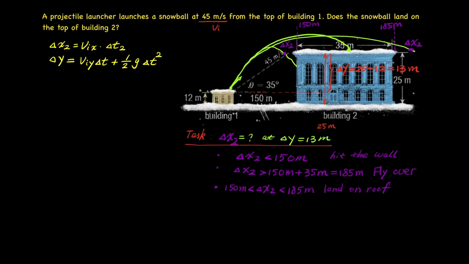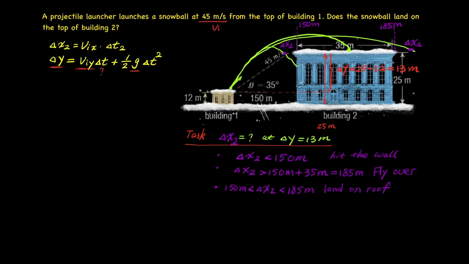Why do we use this formula? We are given that the delta y is 30 meters. We can easily solve for the vertical component of the initial velocity, Viy, and g is just a constant, which is 9.8 meters per second squared. Then we can solve delta t by solving this quadratic equation.